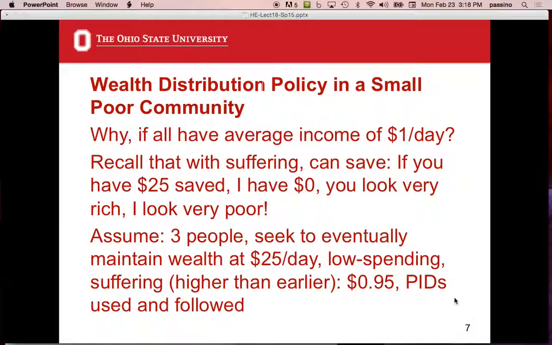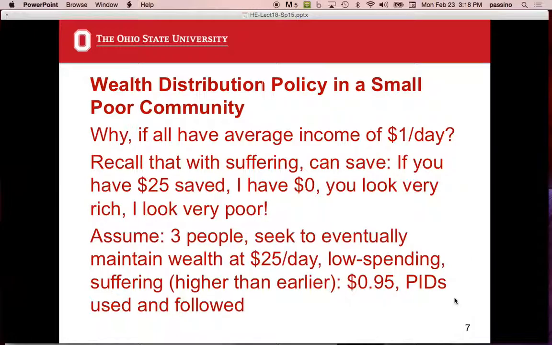I'm going to assume there are three people, and I'm going to assume they each want to maintain $2,500 a day in order to pay for a healthcare bill or something like that. I'm going to assume they have low spending and they don't want to suffer. I'm going to assume that they'll spend more than 95 cents a day. I'm going to use the PID controller. I'm going to use everything from the last set of analysis we had done. Okay?